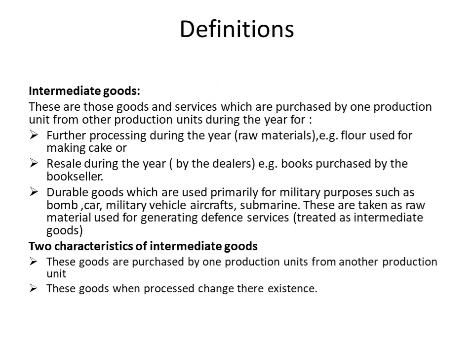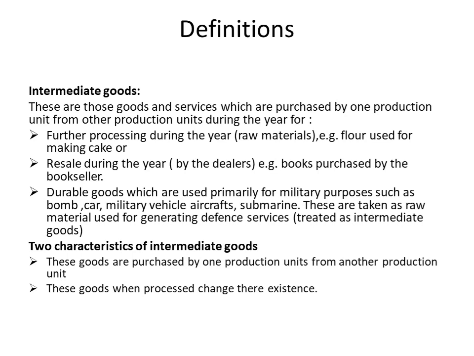Next, we will see the definitions. Intermediate goods: what are they? They are the goods and services which are purchased by one production unit from another production unit during the year. Then what do these intermediate goods include? First, the raw materials, which in further processing lose their existence and transform into finished goods. For example, flour used by the bakery shop to make the cake.